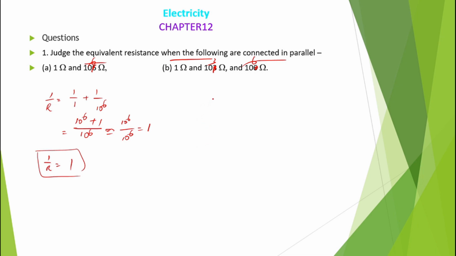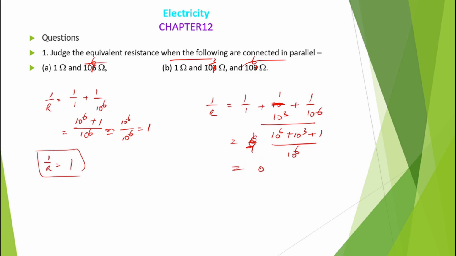And here you see 1 divided by R is equal to 1 divided by 1 plus 1 divided by 10 to the power of 3 plus 1 divided by 10 to the power of 6. Here LCM we will take 10 to the power of 6, so it is 10 to the power of 6 plus 10 to the power of 3 plus 1. If you simplify this, you will get approximately 0.9 ohm.